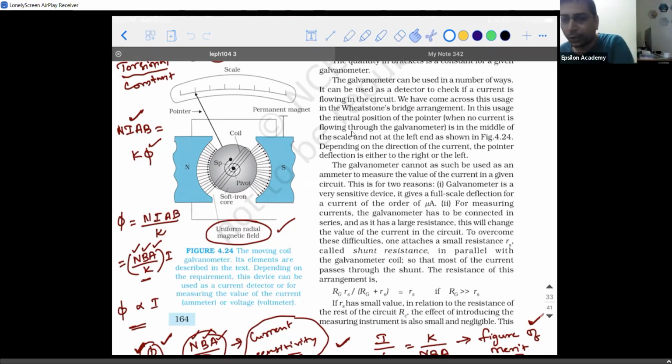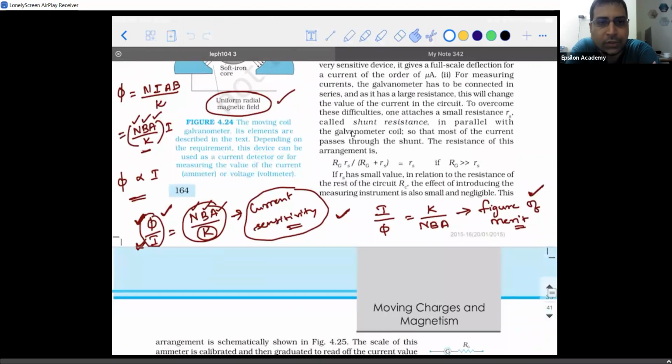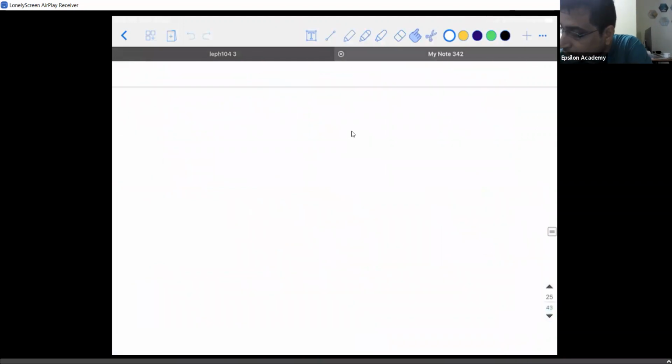So we were discussing the concept of the moving coil galvanometer yesterday. And what is it we saw? We saw an important factor yesterday. Let me recollect what we saw yesterday. So this is an important point, guys. I hope everybody is making a note of it.